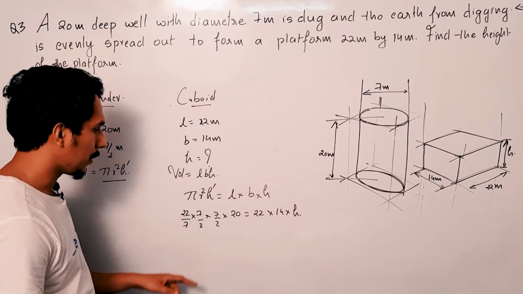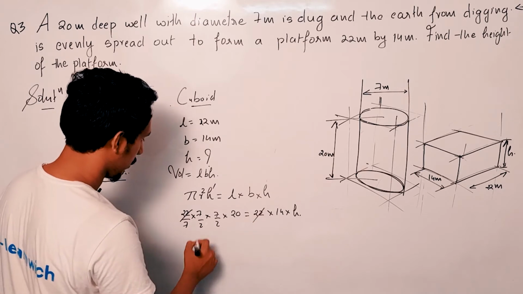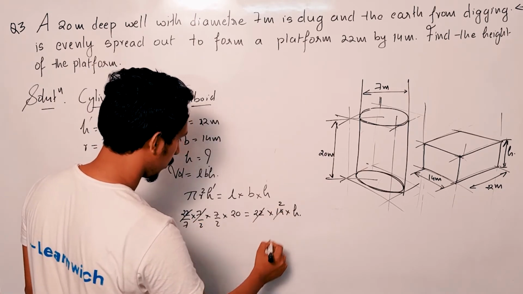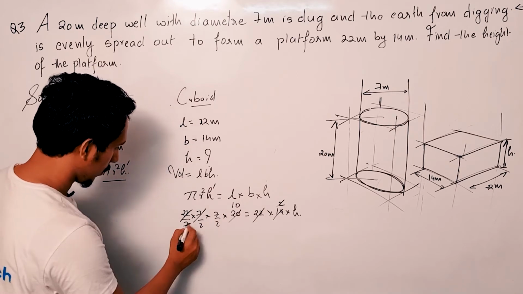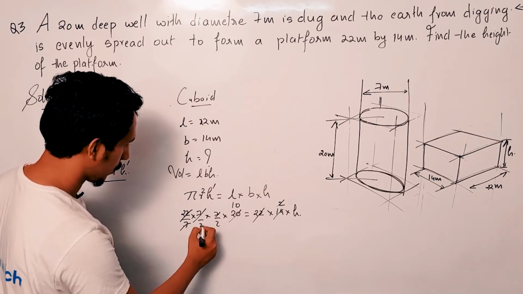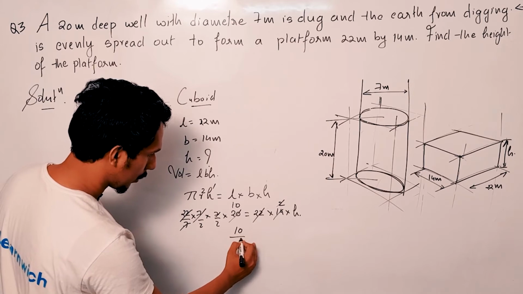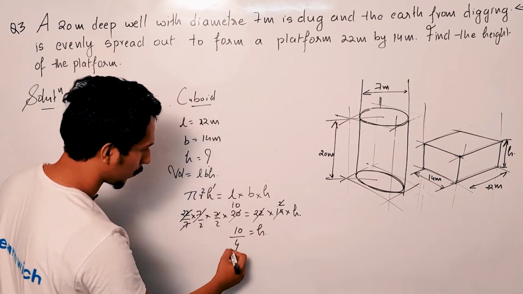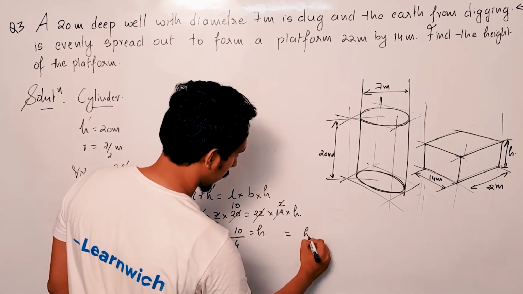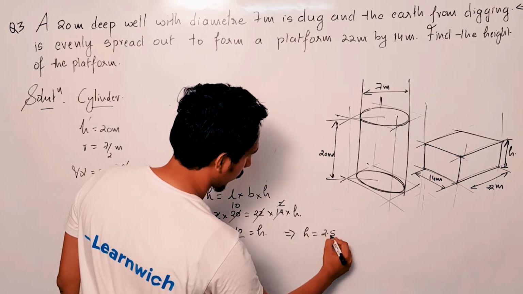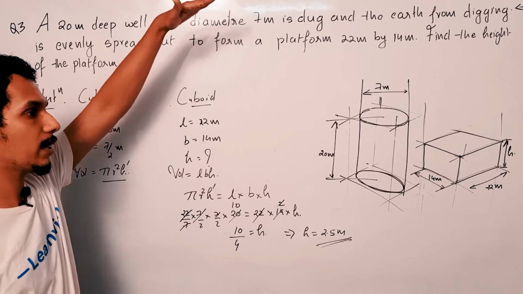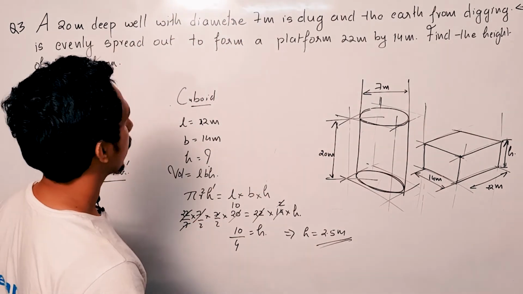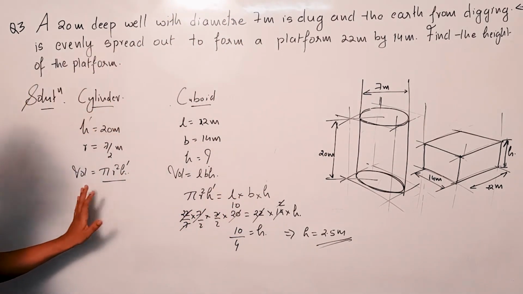Okay, so what are the things that you can cancel? You can cancel 22 here. You can cancel 7 and this will be 2. This 2, 20 goes, it will be 10, 7, 7 goes, so this is 10 by 4. 10 by 4 is equal to h. What is 10 by 4? It is 2.5 meter. So the platform is very, very huge. Okay, it's a 2.5 meter tall platform. Right, so with that, the question is over.